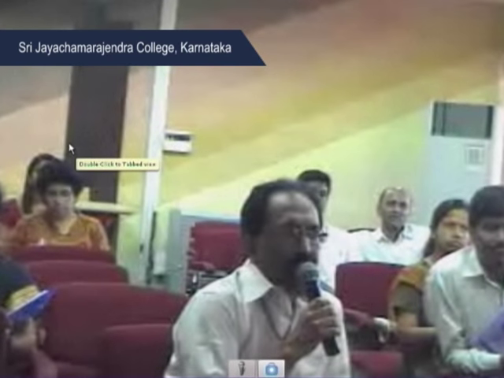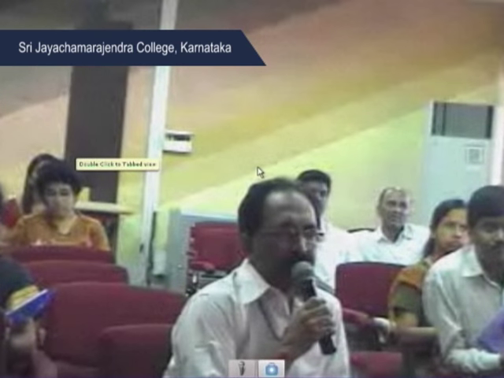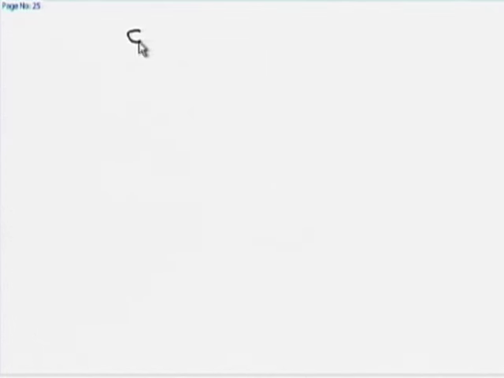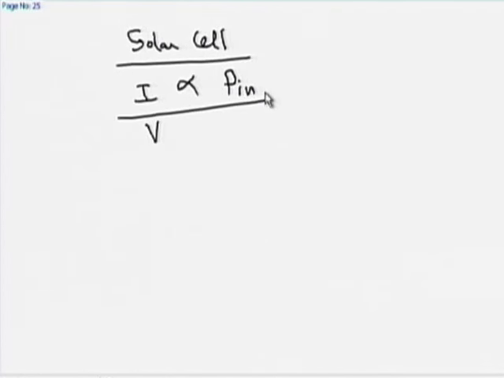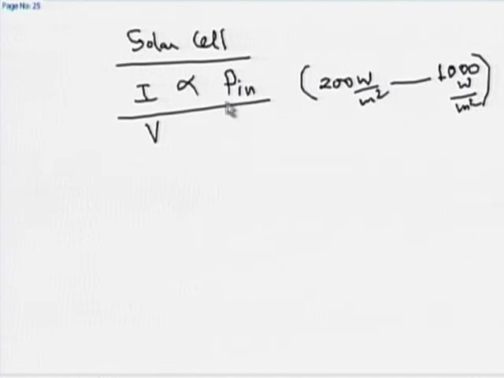Professor Murthy, go ahead. How can the input power be measured using the calibrated solar cell? Okay, I'll explain how we do that. The solar cell has two parameters, current and voltage, okay? The current of a solar cell is proportional to the input power, almost linearly, and this linearity is valid from very low power density, let's say about 200 watt per meter square, all the way to 1000 watt per meter square. So basically, if I measure the current, this current is the short circuit current.